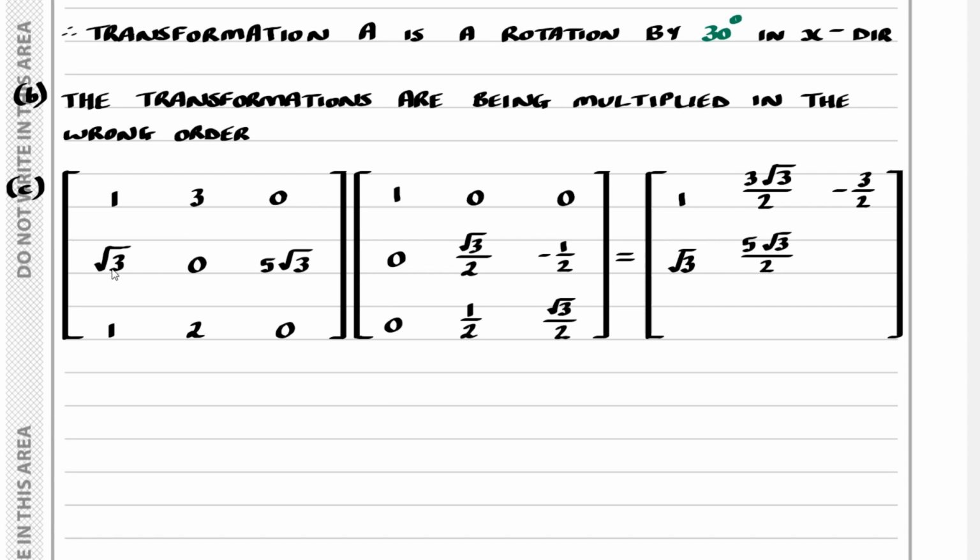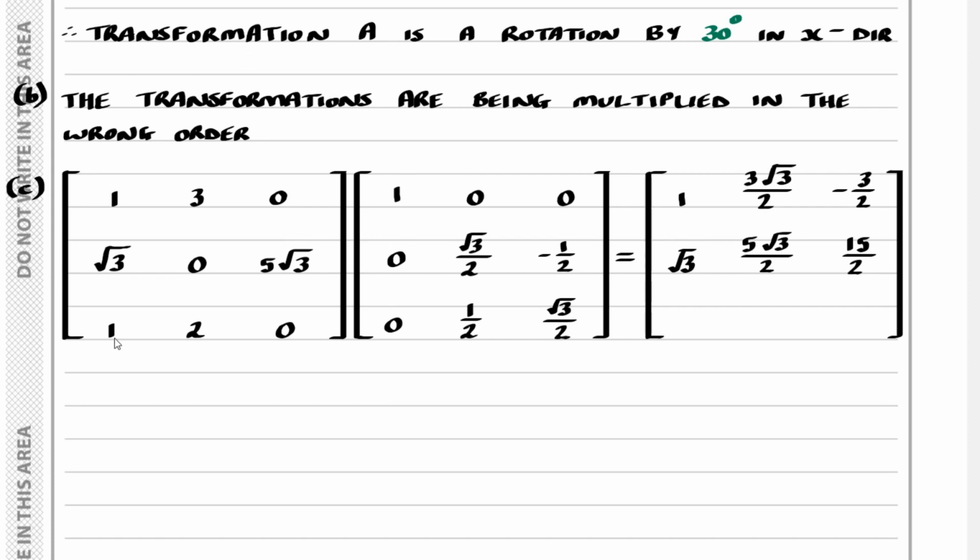We then have root 3 times by 0 plus 0 times by negative half plus 5 root 3 times by root 3 over 2, and here we need to be careful. Root 3 times by root 3 is 3, multiplying that by 5 is 15, and then we divide that by 2, so we have 15 over 2.